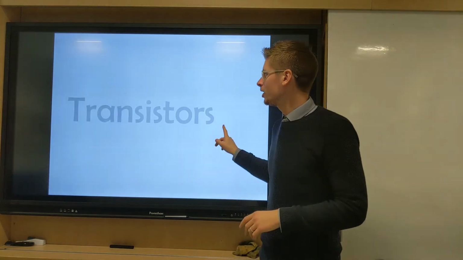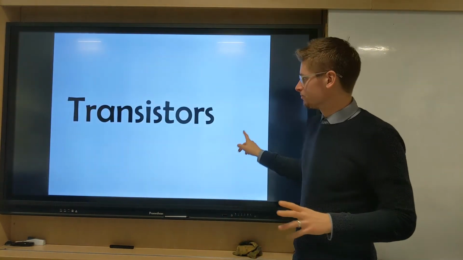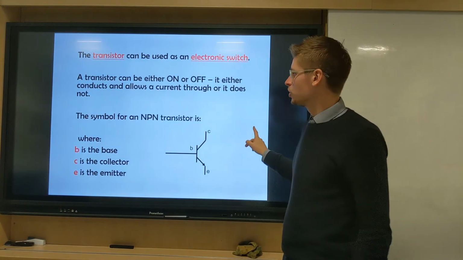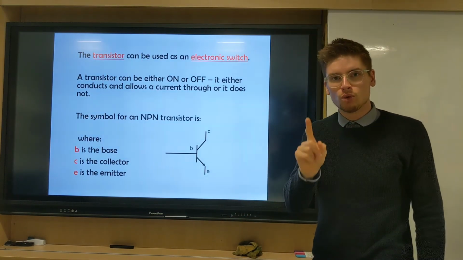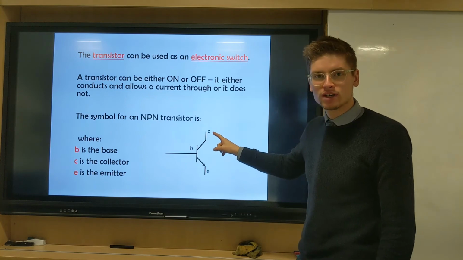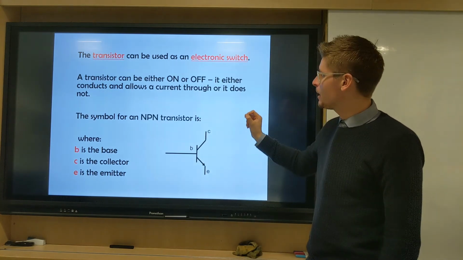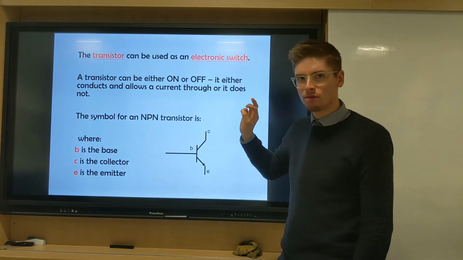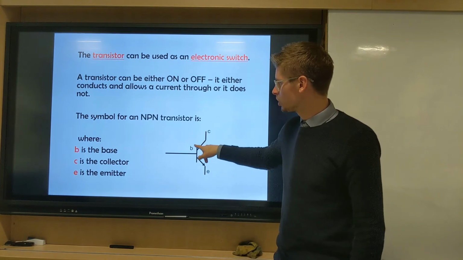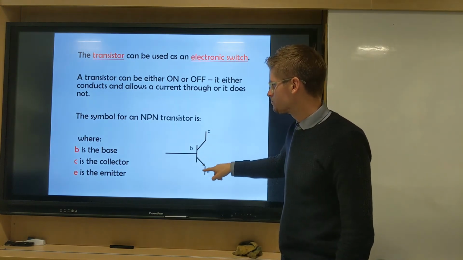Alright? Now, transistors. So we're racing through this. This is 3 out of 4. There's 2 transistors you need to know. One, NPN transistor. This one comes up a lot. In an NPN transistor, you have 3 things. You have the base, you have the collector, and you have the emitter.